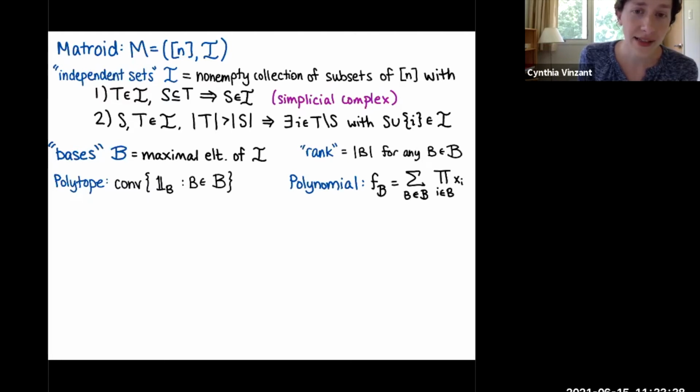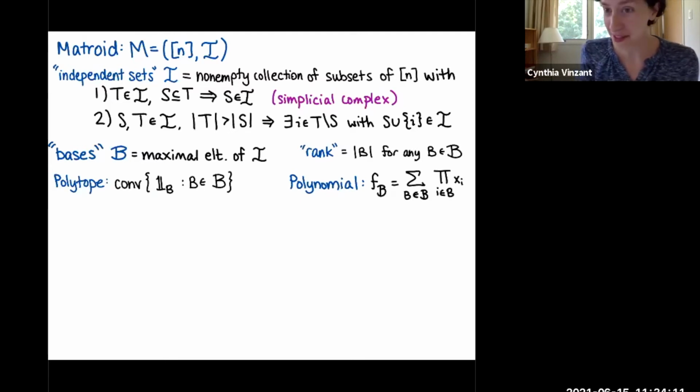And the second is sort of an exchange property, that if I have two subsets that I'm calling independent and one is bigger, then I can pick an element that's in the bigger one and not the smaller one and add it to the smaller one to get an independent set. The maximal independent subsets are called bases. And the second criterion implies that they're all going to have the same size, which I'll call the rank of the matroid.